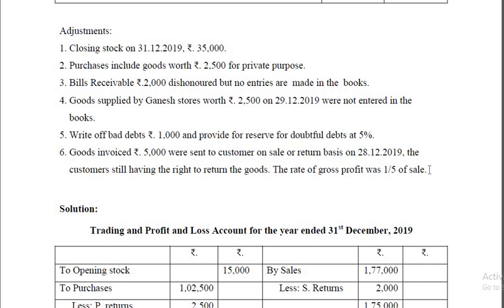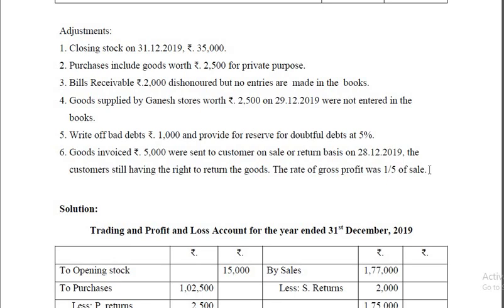On 31st December, you cannot take it as actual sale. So you have to reverse the entry. Therefore, the entry will be sales account debit to debtors account. So you have to deduct 5000 rupees from sales in the trading account, and in the balance sheet you have to deduct 5000 from sundry debtors.